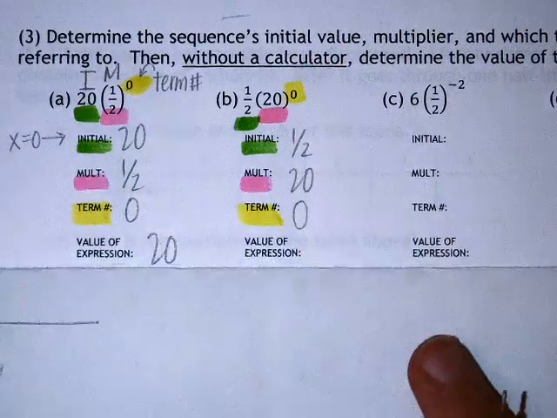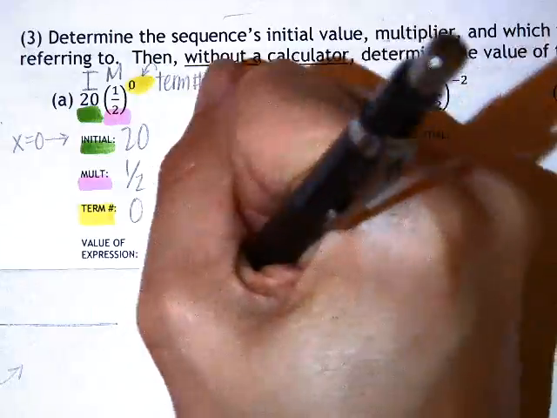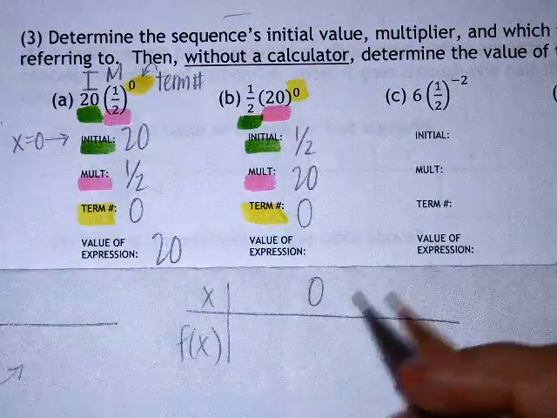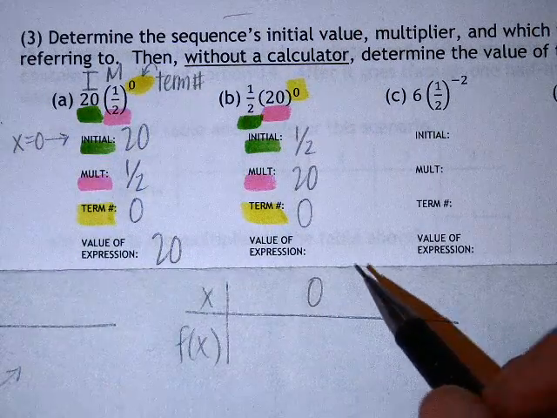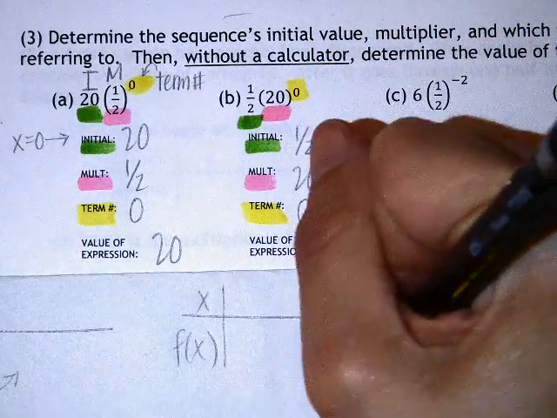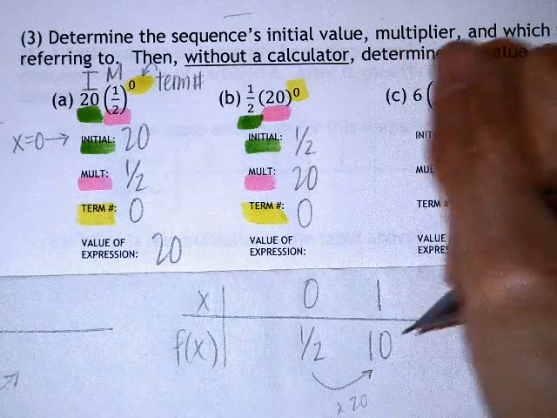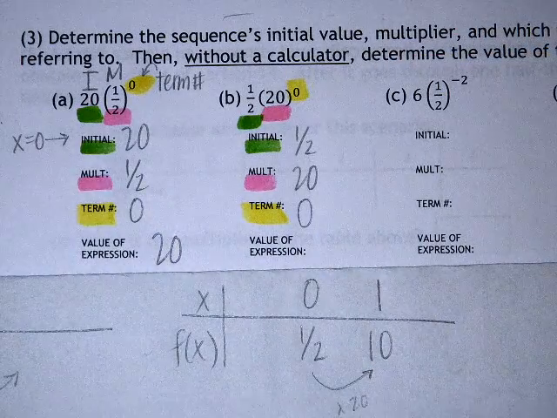But let's think about what that table would look like. If I had my x and f of x table, the initial value, x of 0, would be 1/2, and the multiplier would be 20. So like 1/2 times 20 would give me the next term in the sequence, and so on.